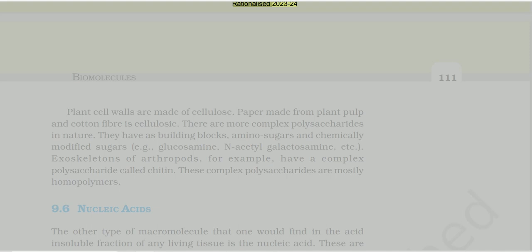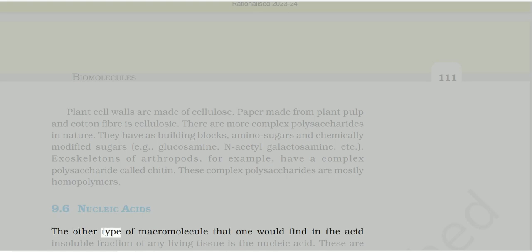Plant cell walls are made of cellulose. Paper made from plant pulp and cotton fiber is cellulosic. There are more complex polysaccharides in nature. They have as building blocks amino sugars and chemically modified sugars, e.g., glucosamine, N-acetyl-galactosamine, etc. Exoskeletons of arthropods, for example, have a complex polysaccharide called chitin. These complex polysaccharides are mostly homopolymers. 9.6 Nucleic acids.